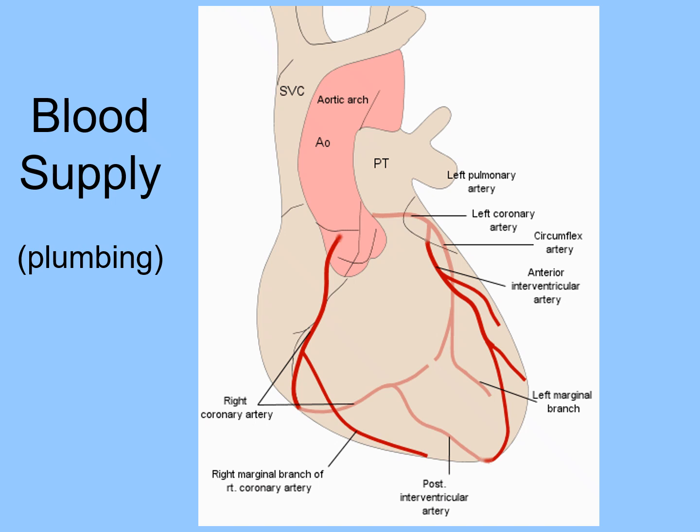So, which vessels drain directly into the right atrium? Well, there are four: the superior vena cava, the inferior vena cava, the coronary sinus, and the anterior cardiac veins all drain directly into the right atrium.